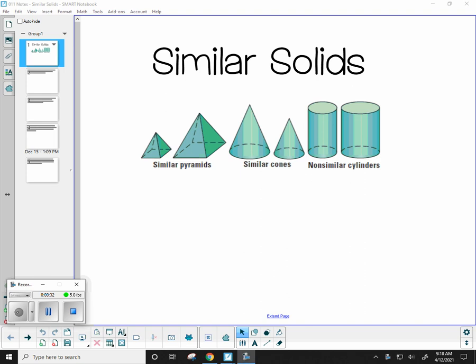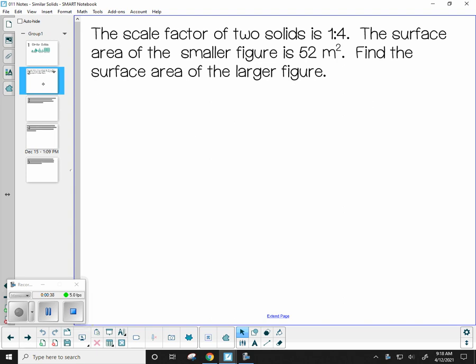Okay, so we're still talking about the one-dimensional versus two-dimensional versus three-dimensional. So here's the type of problems that we're going to be looking at. This one says the scale factor of two solids is 1 to 4. So first of all, scale factor, what dimension is that? Scale factor is one-dimensional. It says the surface area of the smaller figure is 52 square meters. Find the surface area of the larger figure.